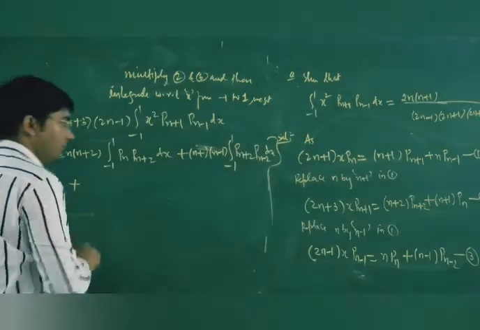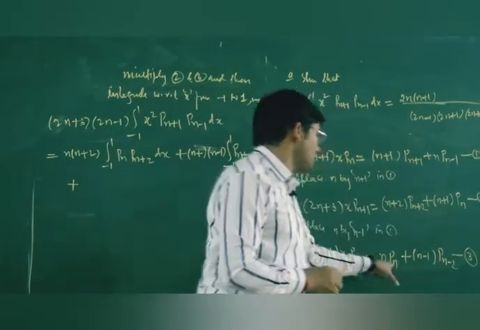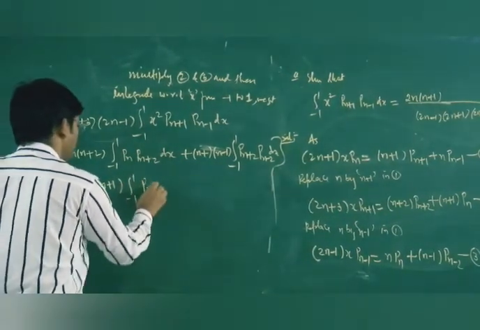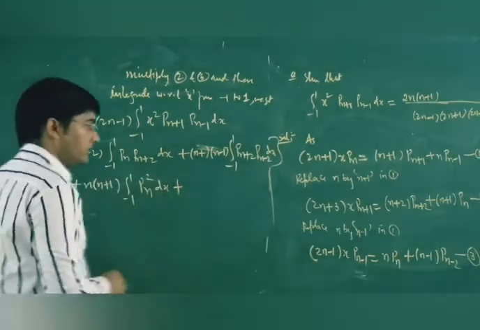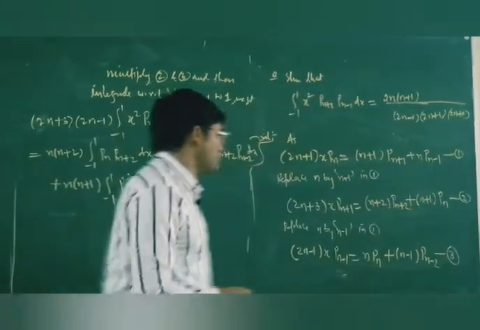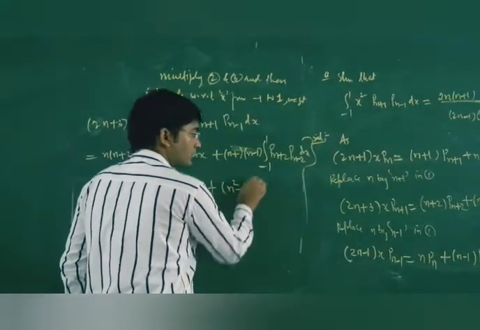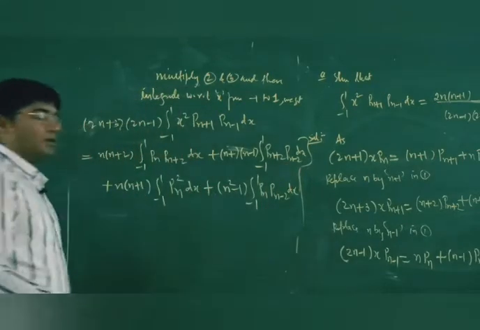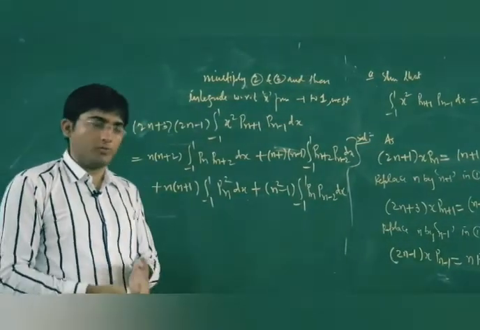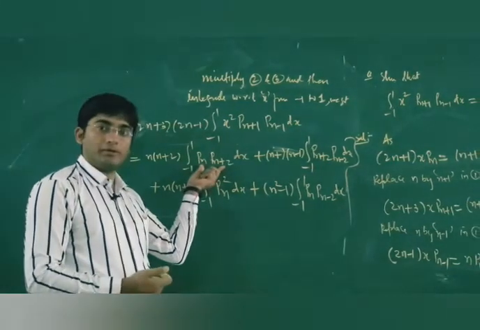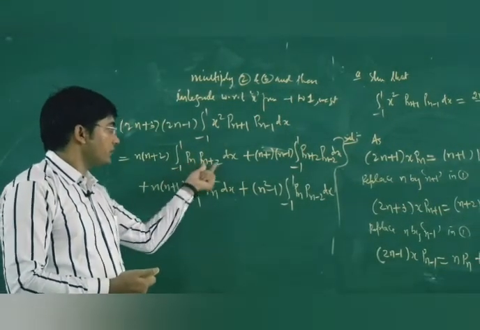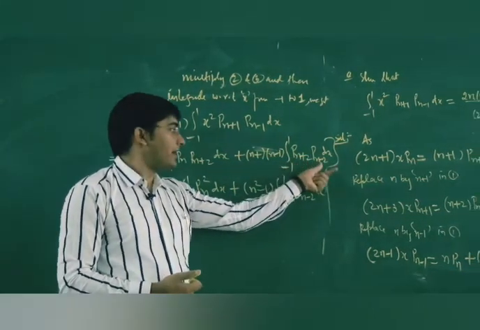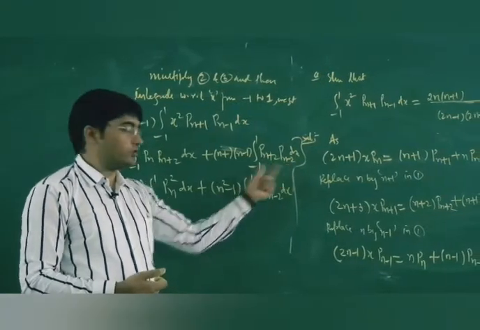Then we will have this Pn and this Pn, so this will be n into n plus 1, integral from minus 1 to 1 of Pn square. Then your last term will be n plus 1 into n minus 1, so this will be n square minus 1, integral from minus 1 to 1 of Pn into Pn minus 2 dx. Now, using the orthogonality of the Legendre polynomial, this integral will become 0 because n is not equal to m. So this is 0. Again, we have n plus 2 and n minus 2, so again this product will be 0.